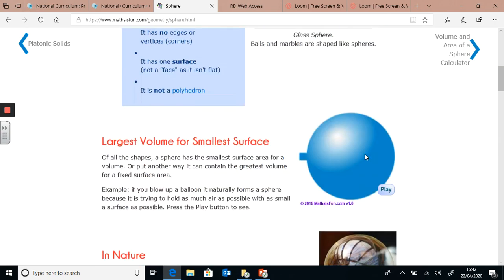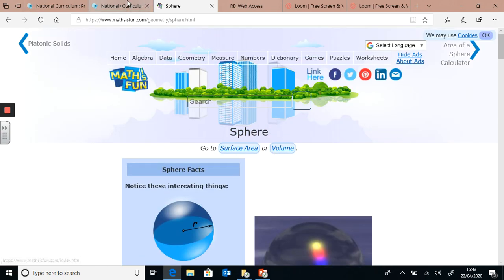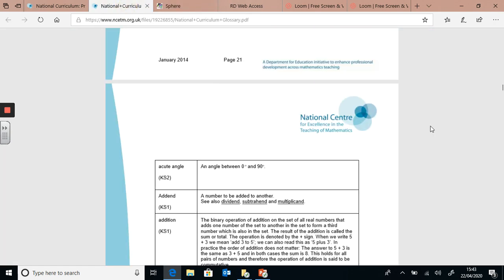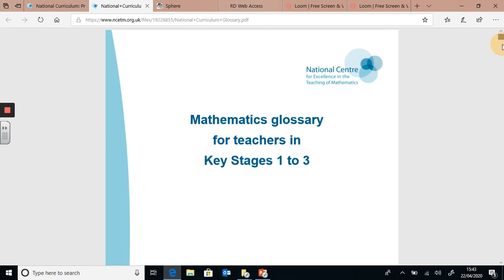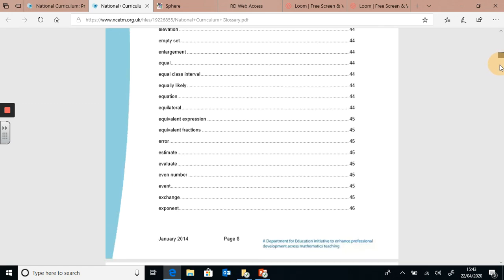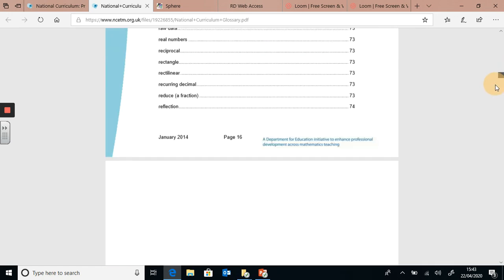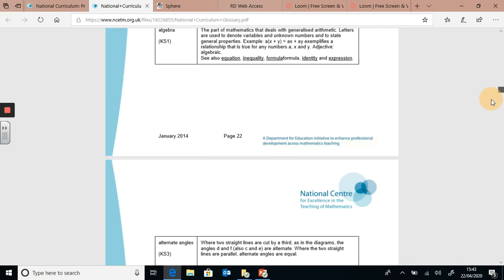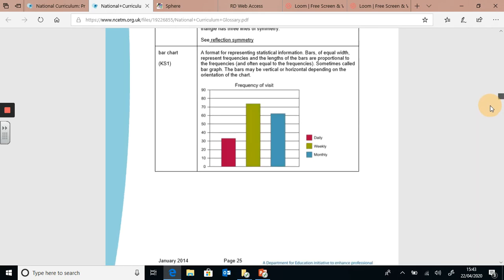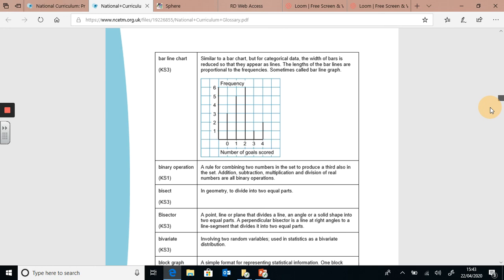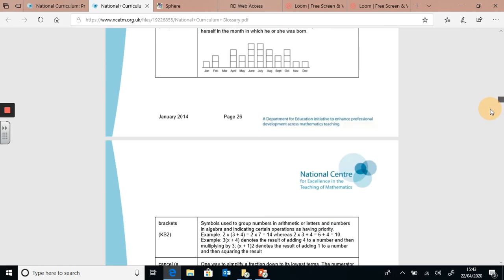Okay, so there. And then also, last but not least, I mentioned an NCETM glossary, which is literally my Bible. I have it on my desk. From Key Stage 1 to Key Stage 3, and I love it. It's not just geometry, it's everything you need to know in maths.